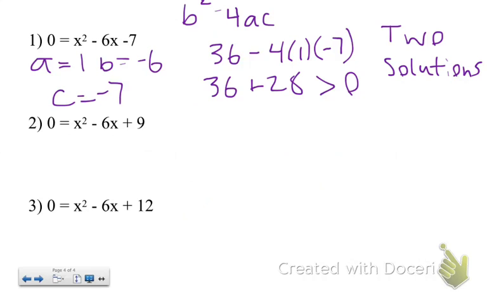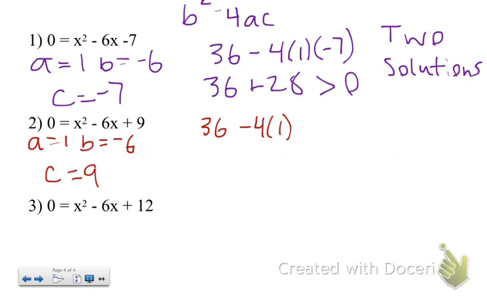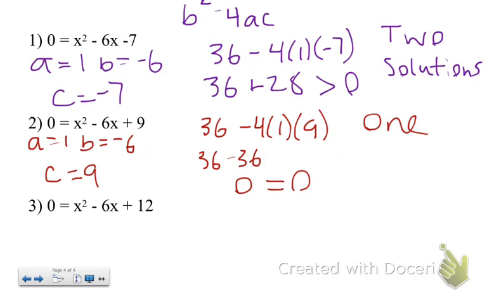Okay, the second one, again, a is 1, b is negative 6, and c is 9. So we have b squared again is 36 minus 4 times 1 times positive 9. Well, 4 times 9 is 36, so you end up with 36 minus 36, which is 0. And if it's equal to 0, remember that means it has exactly one solution.